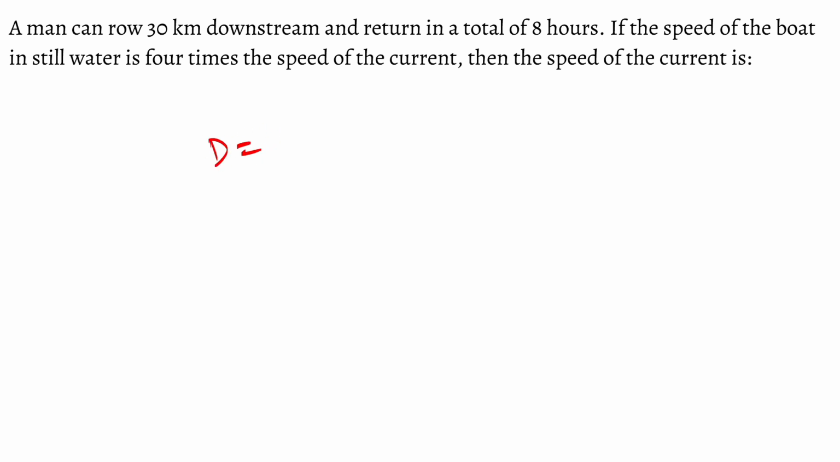A man can row 30 kilometers downstream and return. So in downstream and upstream, the distance is the same. So distance is constant. So distance is 30 kilometers. And what about time? Time is 8 hours, right? Total of 8 hours. So he went downstream and also he returned, and the total time taken is 8 hours.